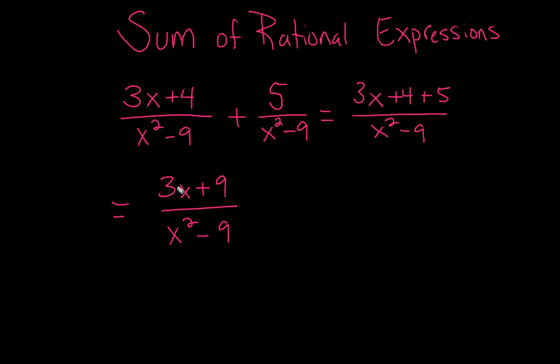And we can. Okay, this numerator, we can take out a 3 from both of these terms. So when we factor out a 3, it gives us 3 times x plus 3. And looking at the bottom, can we factor this quadratic? And we actually can. This is the difference of perfect squares, right?